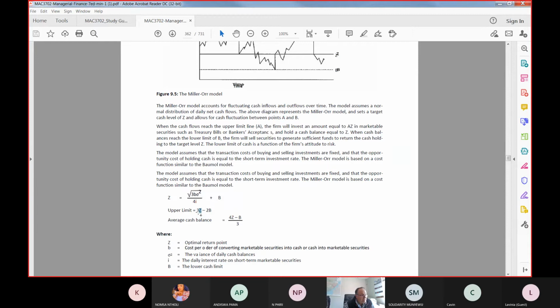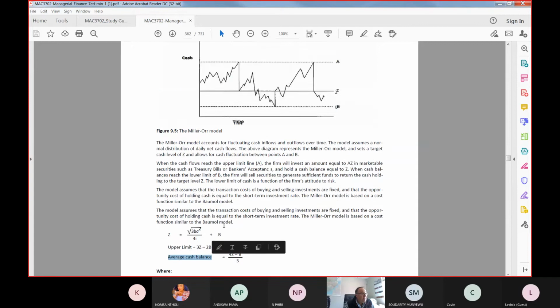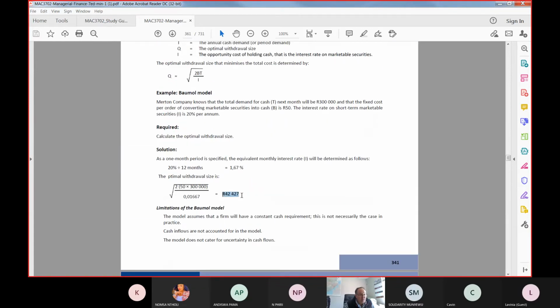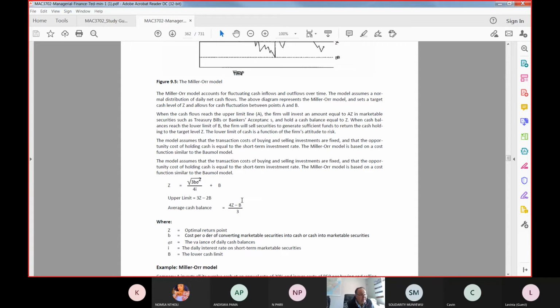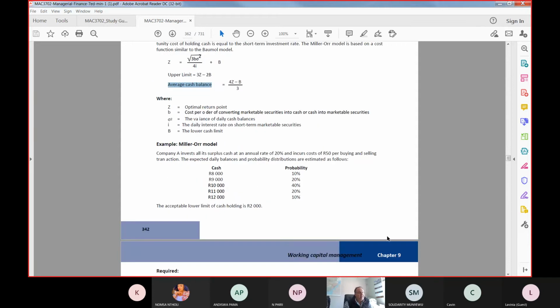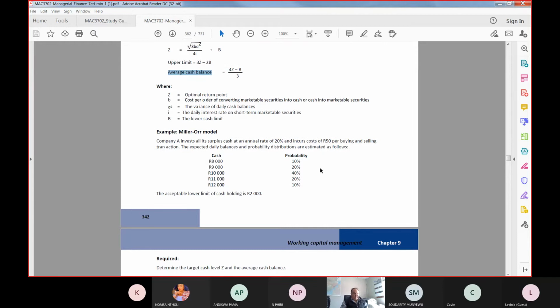And then after you substitute Z, you have the answer for B. You substitute Z and B into this formula, and then you get the average cash balance. Okay? The average cash balance here, 42,427, is for a constant requirement. On this one, we need an average cash balance with fluctuations. Okay? And this one is involving probabilities as well.